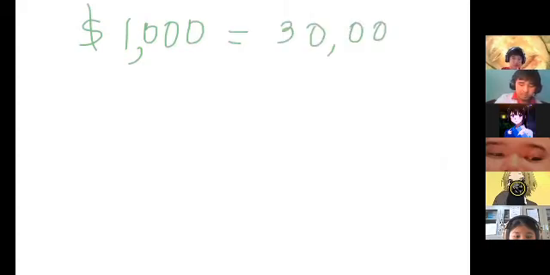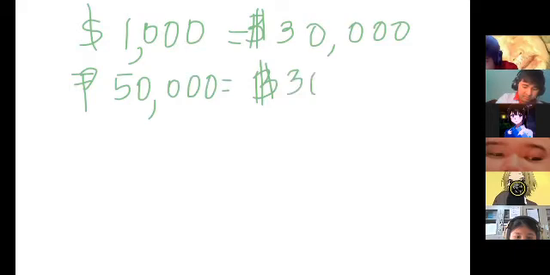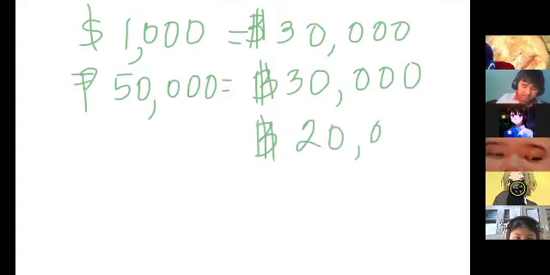Unless you change $1,000 to baht. How much is it in baht? Do you know how much? 30,000 baht. And 50,000 pesos is approximately how much? 30,000 baht also. So Philippine peso, 50,000 is about 30,000 baht also. And then I also have 20,000 baht. Oh, so I have a lot of money. So what's my total?